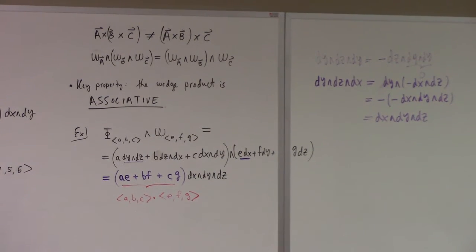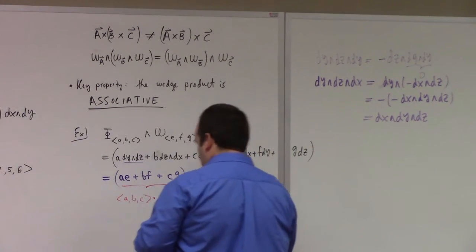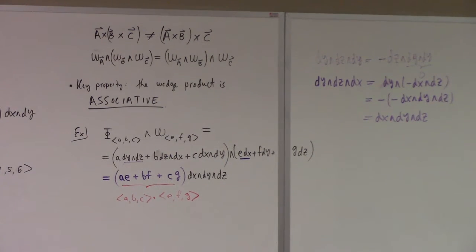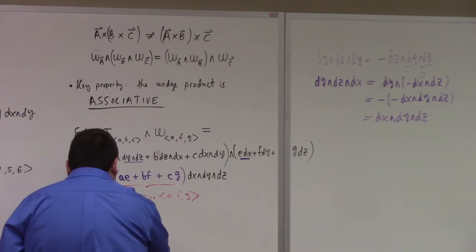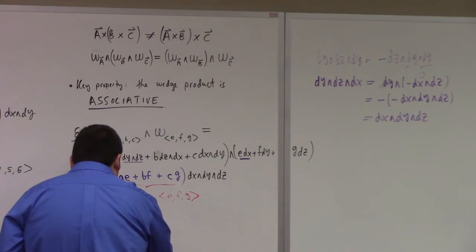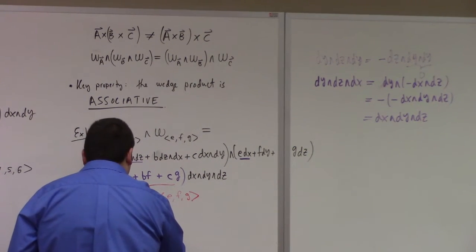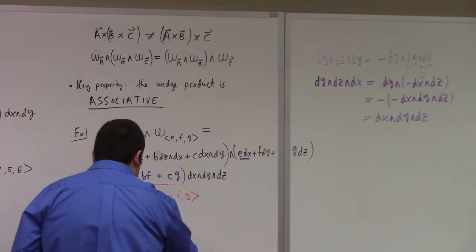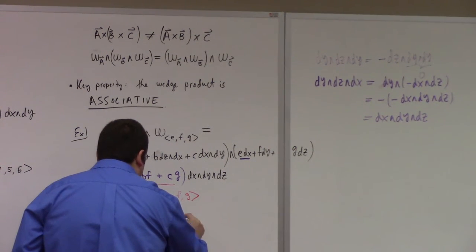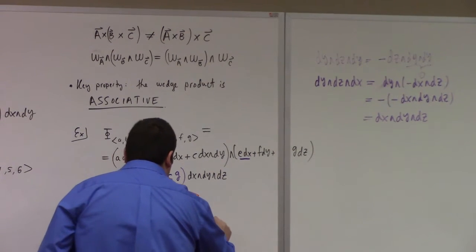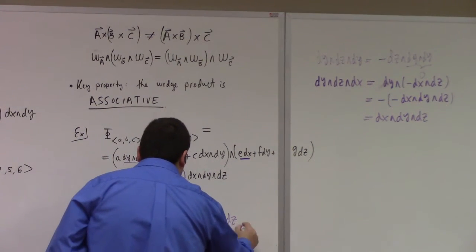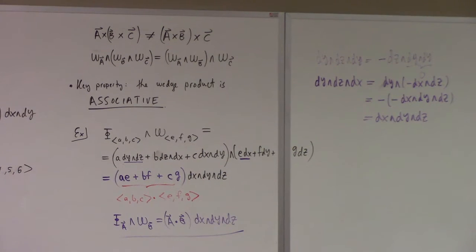In other words, the identity to extract from what we're doing is simply the following. The flux form of A wedged with the work form of B is just equal to A dot B dx wedge dy wedge dz. Simple as that. So the wedge product also picks up dot products. It has cross products, it has dot products, right?